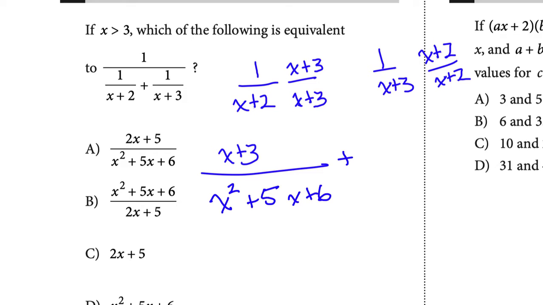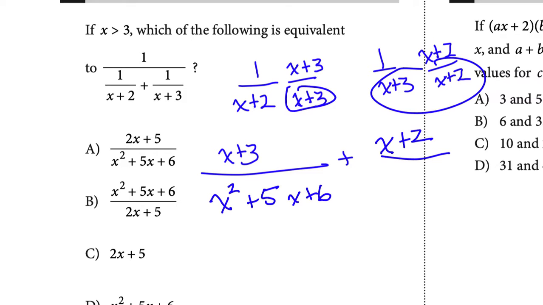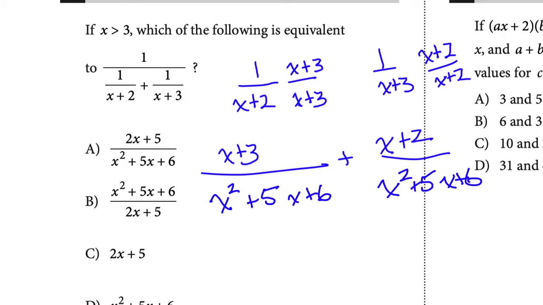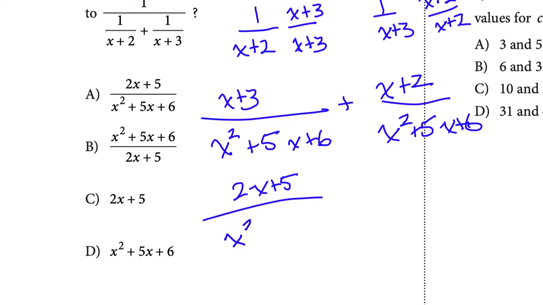If I add this to my second fraction, I need to multiply 1 times x plus 2. 1 times x plus 2 is just x plus 2. The denominator should be the same because I'm multiplying x plus 3 times x plus 2, it's the same thing. So I should be getting x squared plus 5x plus 6. And then I just need to add the tops: 2x plus 5 on the top, and the bottom is x squared plus 5x plus 6.